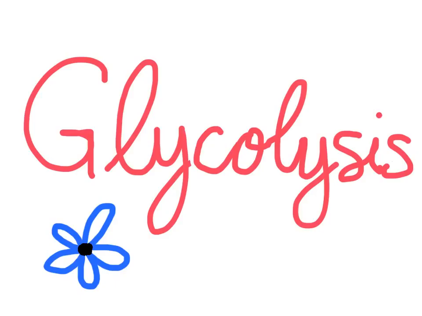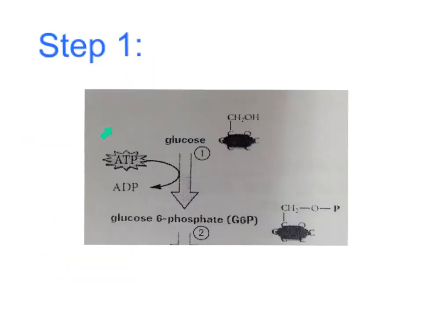It is a process for harnessing energy in which one glucose molecule is broken into two pyruvate molecules in the cytoplasm of a cell. All the reactions in glycolysis are also catalyzed by a specific enzyme. The first ATP attaches a phosphate group to one end of the glucose molecule. This creates glucose 6-phosphate.